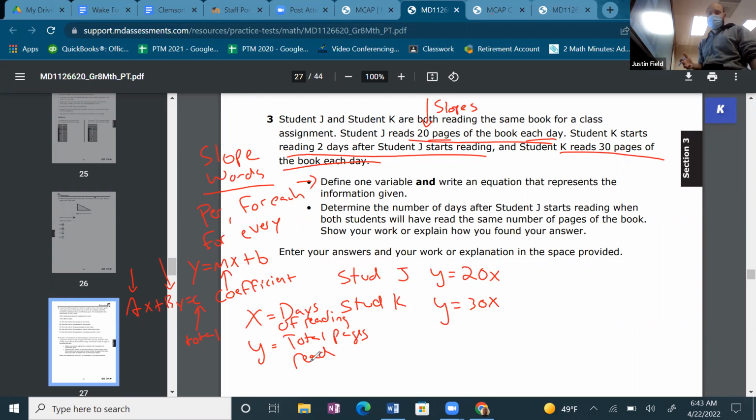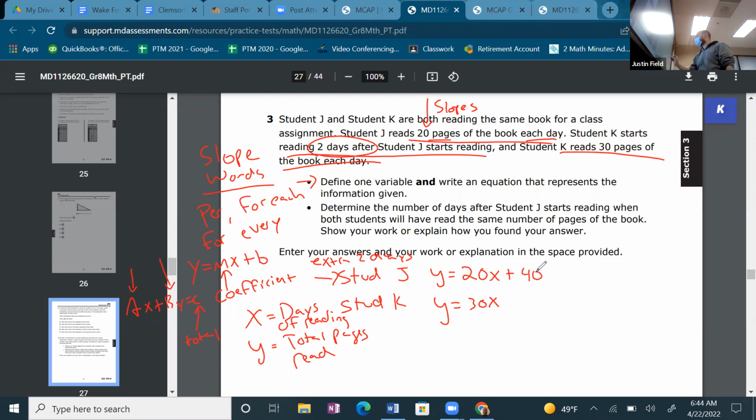So if I plug in 1, then it will say student J read 20 pages and student K read 30 pages. But we know that student K started reading later. How much later? 2 days after. So student J got an extra 2 days. Well, friends, tell me, how many pages did student J read in those extra 2 days? 20 and 20, right? Which is 40. So we're going to add 40 pages, and then they're equal, right?